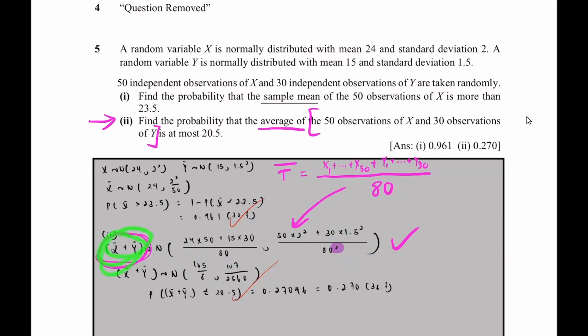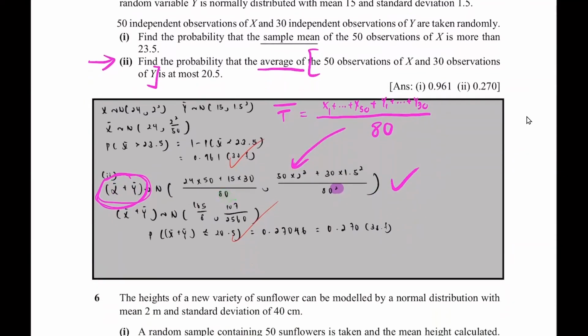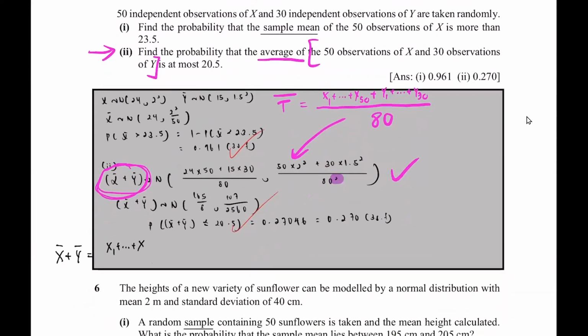No, X bar plus Y bar wouldn't end up with a divide by 80. It will end up with something a little bit odd. Let's see what X bar and Y bar actually are. X bar plus Y bar is literally, what's X bar? x1 plus x2 all the way to xn. In this case, n is how many data? Oh, 50. Divide by 50, not 80.